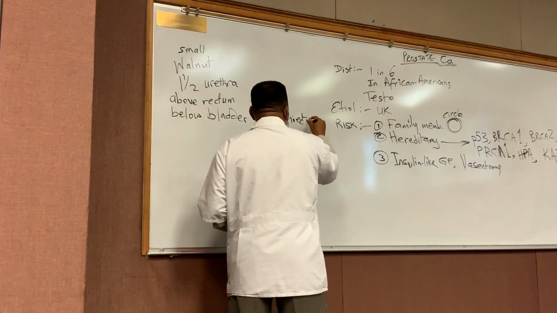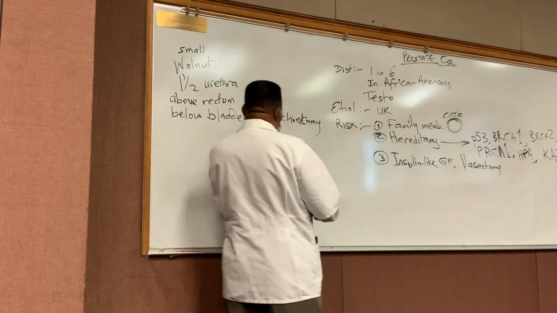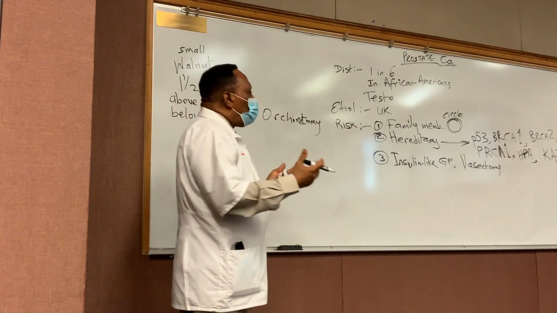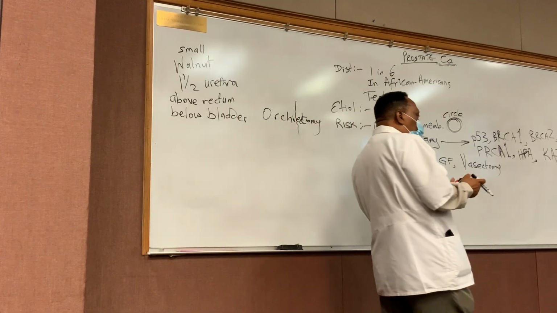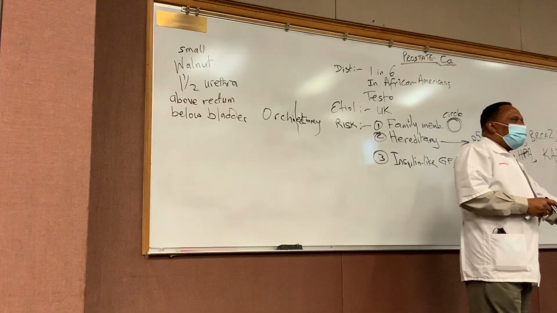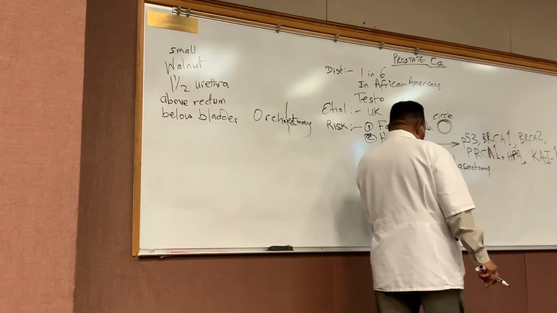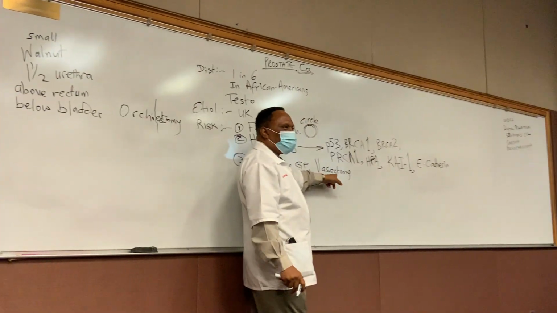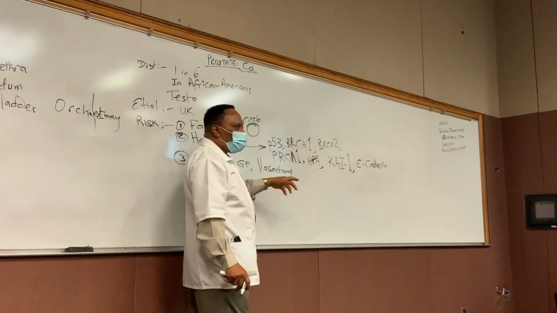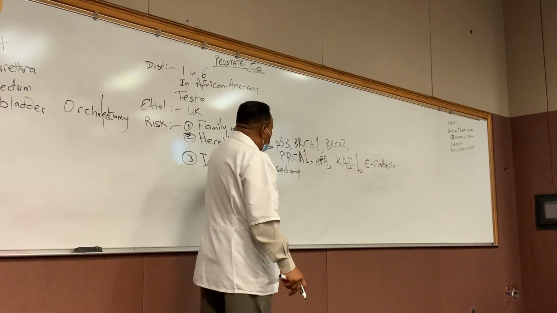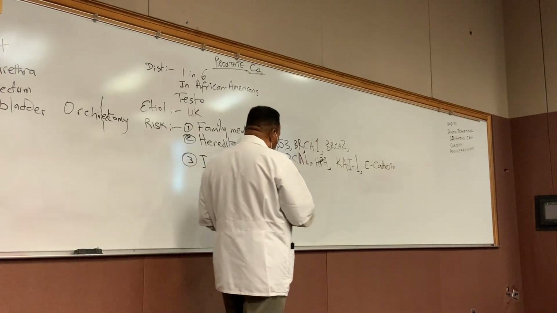Where's that? Orchiectomy. Ectomy means removal. So if you remove the testis, you decrease the chances of getting prostate cancer. But if you remove the vas deferens, because that's what you're doing with vasectomy, your chances of getting prostate cancer would go up.